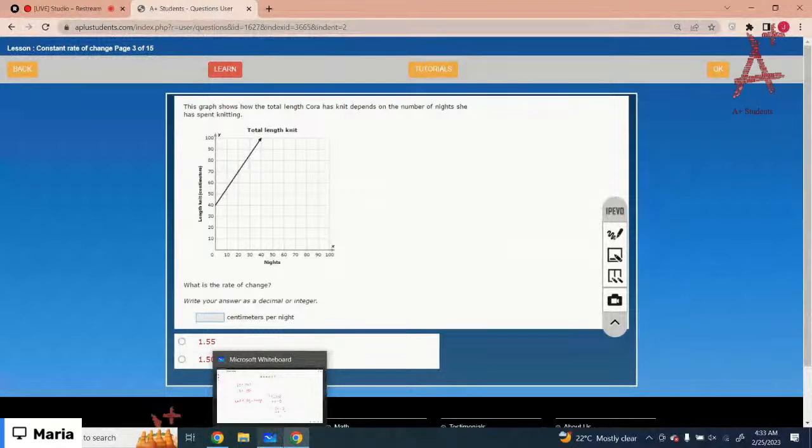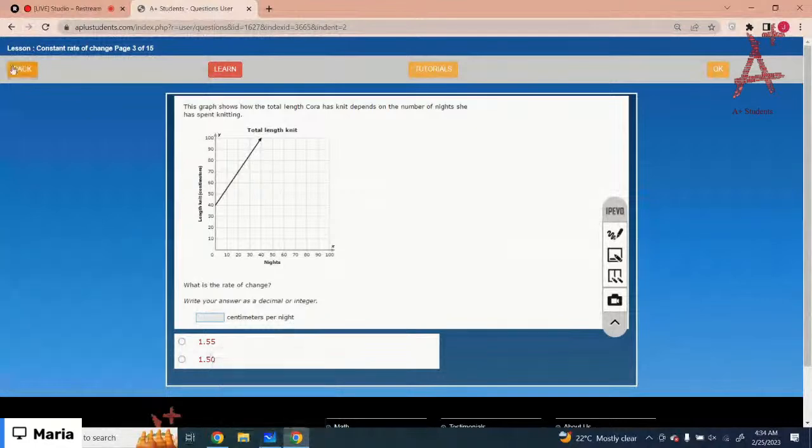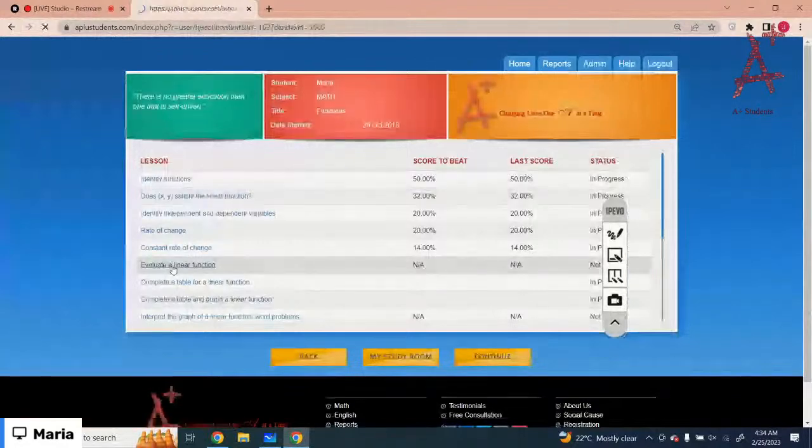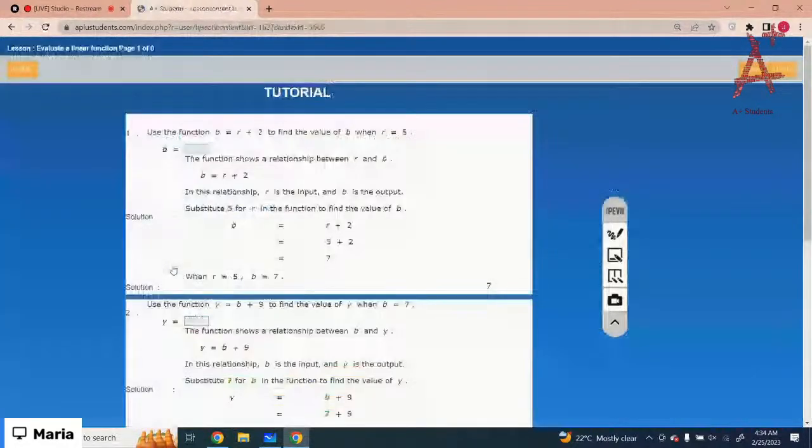Okay, you can complete the test by yourself later today. Let's move on to the next lesson. The next one is evaluate a linear function. So let's start with the first one.